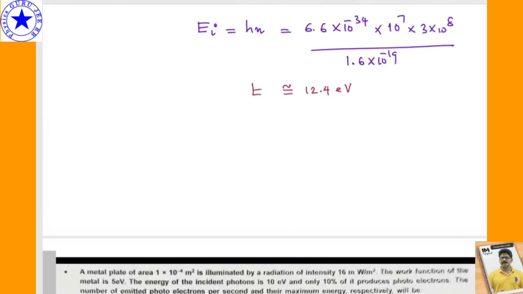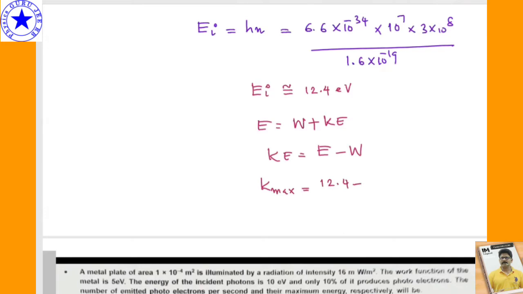We require the maximum kinetic energy. This is nothing but the incident energy. E is equal to W plus KE, or KE is equal to E minus W. So K max equals E, which is 12.4, minus the work function.